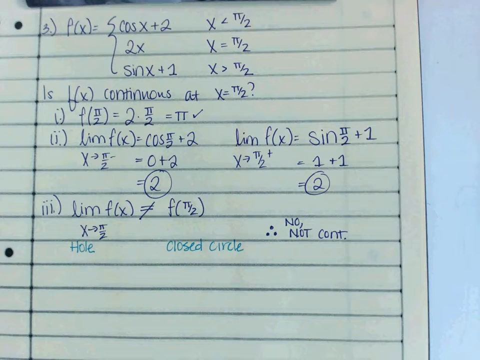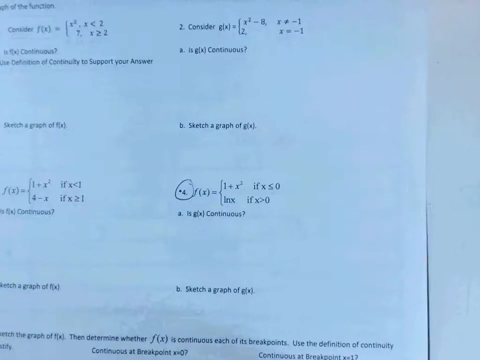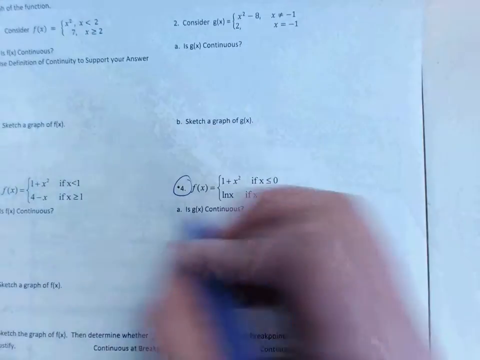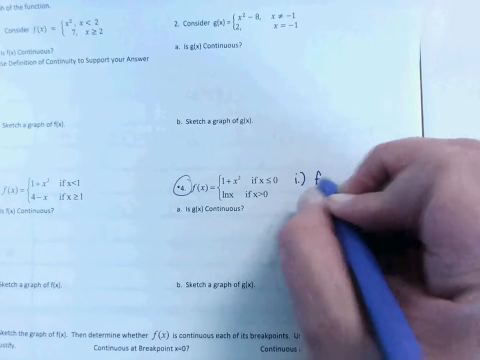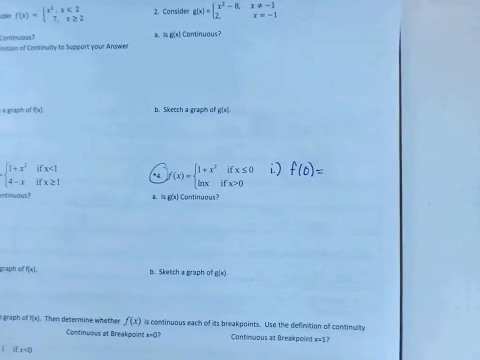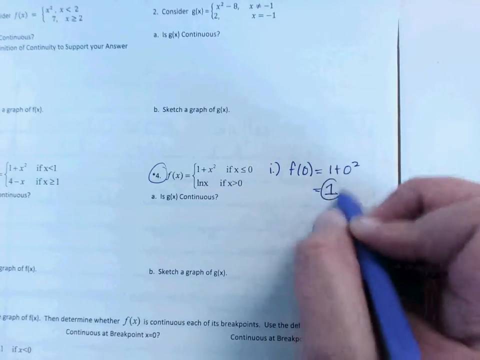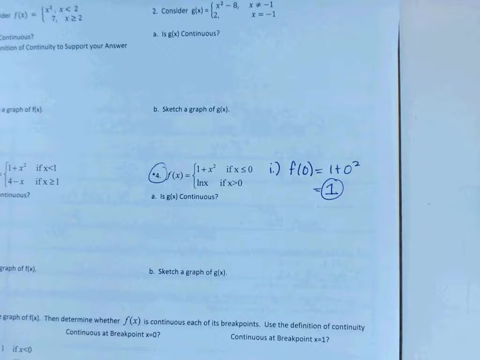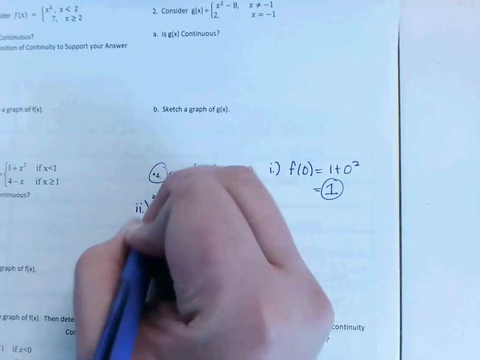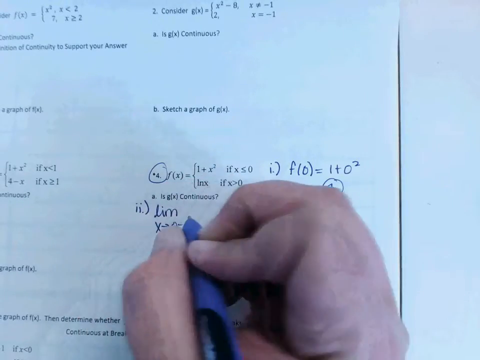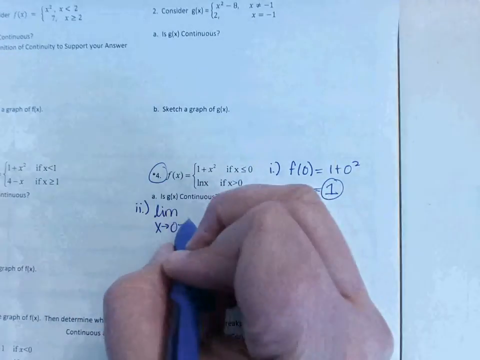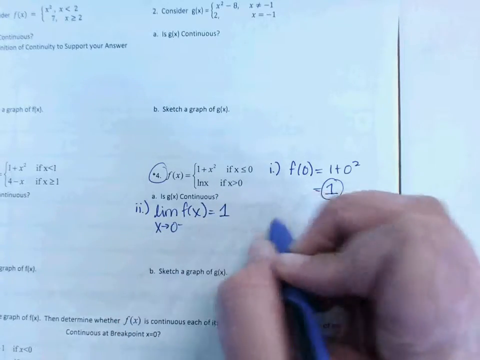Okay, what is my specific point I'm interested in on number 4? X equals 0. So what should your first thing be? Okay, I want f of 0. Where will I plug in? Top or bottom? Top. 1 plus 0 squared, what do you get? 1. Do I have a y value? Yes. Step number 2. Limit from the left, limit from the right must equal each other. So, limit from the left, I already did, and we got 1.